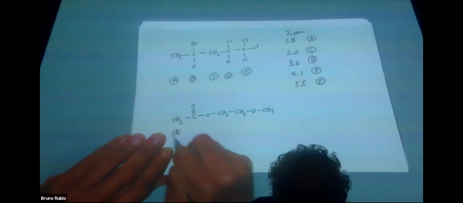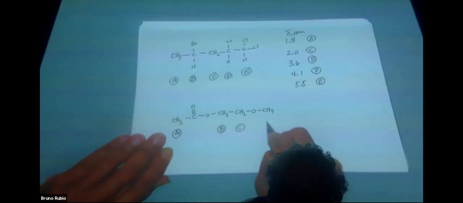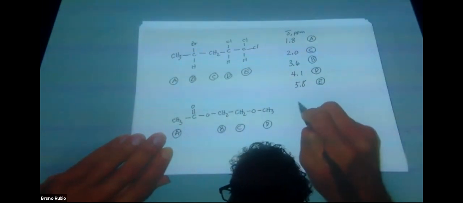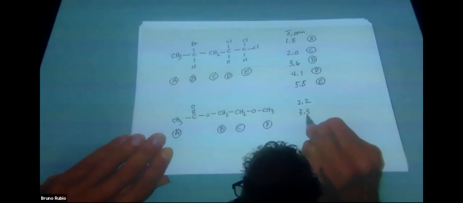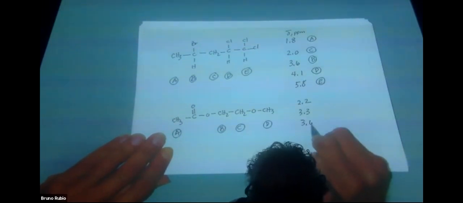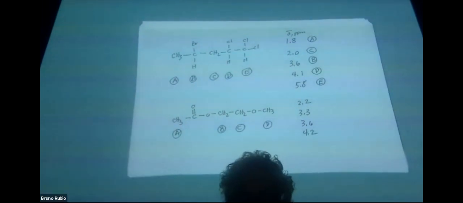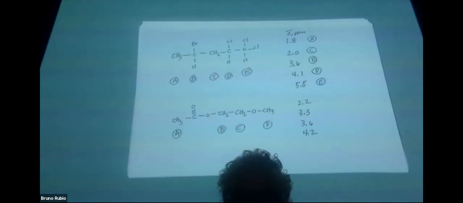So I'm calling these guys A, B, C, and D. And the chemical shifts here will be 2.2, 3.3, 3.6, and 4.2. Okay, so let's match. Probably the easiest one is going to be the 2.2.